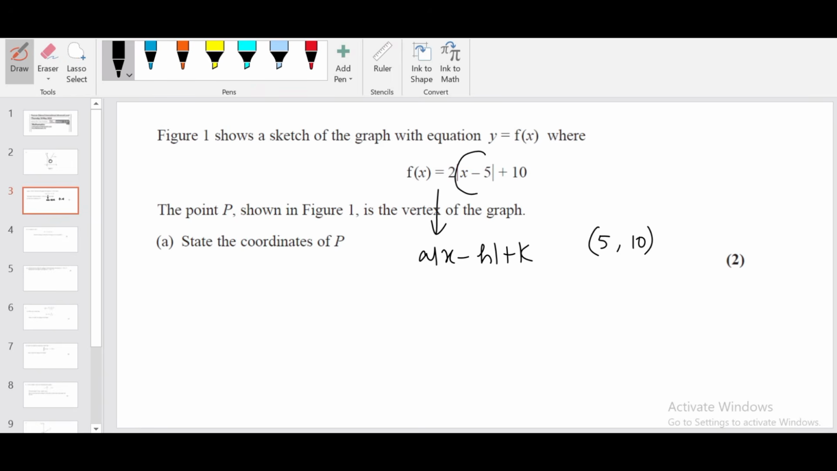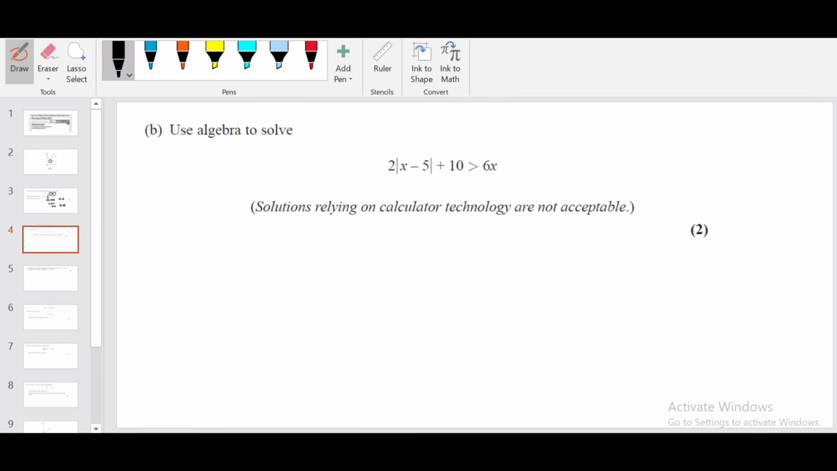Or simply take whatever is inside the modulus, equate it to 0. That will give you the x coordinate, and the number standing all alone here, that would be the y coordinate. So 5 comma 10 is the vertex. Let's move on to part B, solving inequality.